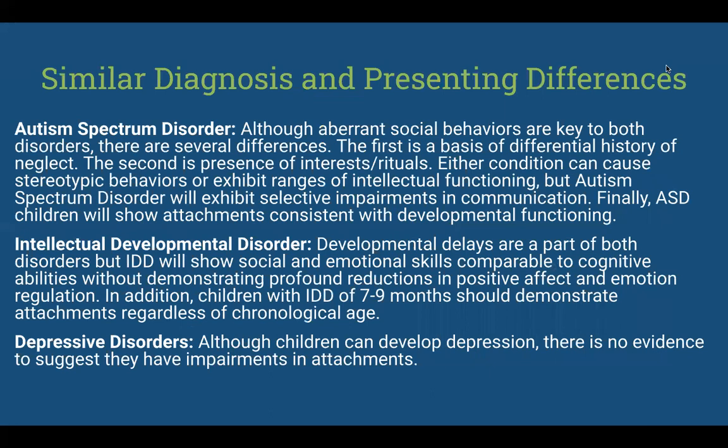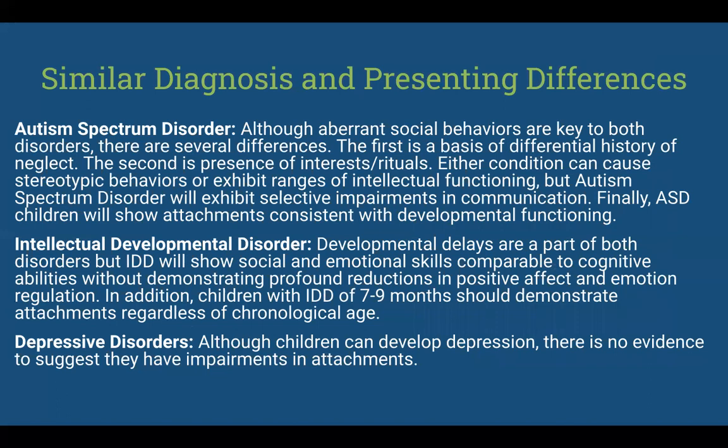Similar diagnoses and presenting differences. Although both cannot be present in the same individual, autism spectrum disorder can be mistaken for reactive attachment disorder because of aberrant social behaviors, though ASD does not present with abuse and neglect histories.